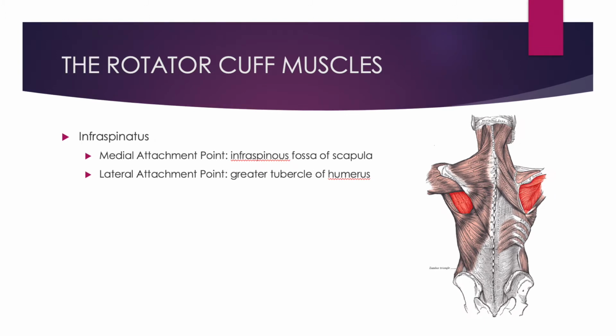The second muscle of the rotator cuff is the infraspinatus muscle, and this is a triangular muscle that also sits in a depression. It has 2 attachment points. The medial attachment point is the infraspinous fossa of the scapula, and the lateral attachment point is the greater tubercle of the humerus, and once again you can see highlighted where the muscle is in the picture that shows you the striation directions.